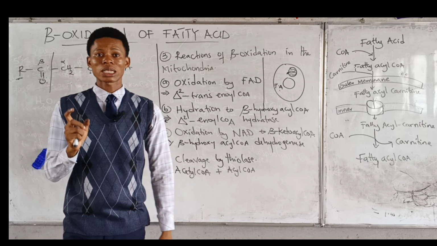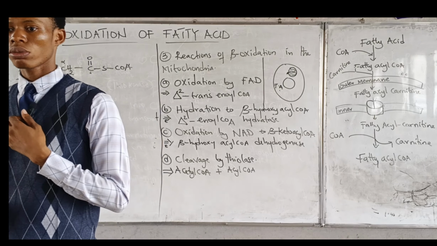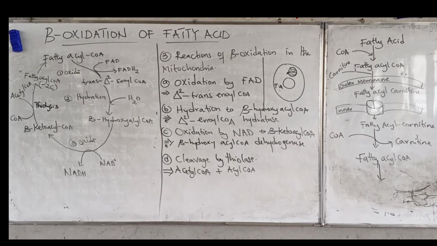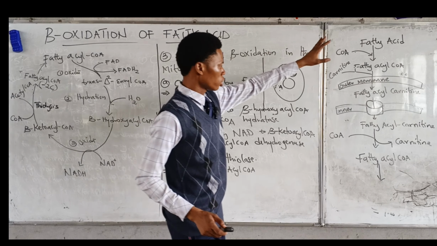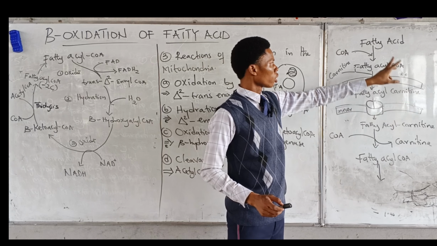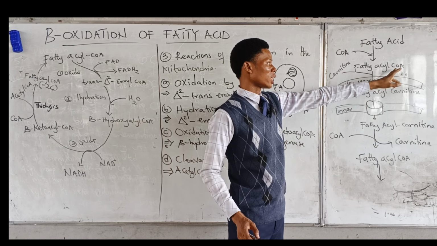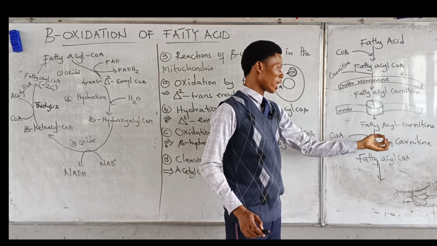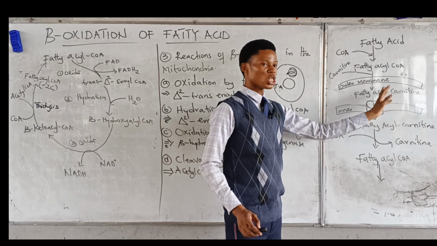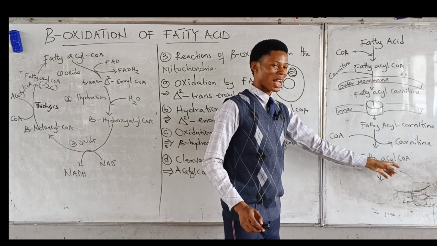So we are going to take a practical example. Now, if you look at this, these are the first 2 steps of the reaction. Fatty acid is converted to fatty acid-CoA. It moves inside as fatty acid carnitine. Carnitine is given off, and we have fatty acid-CoA.